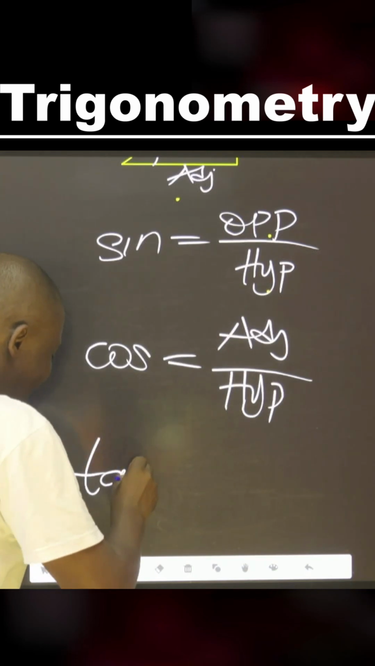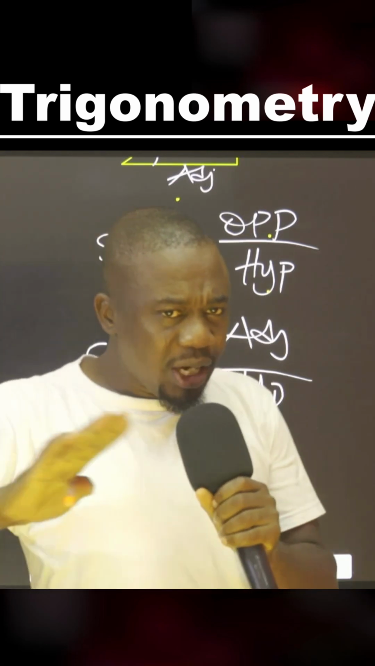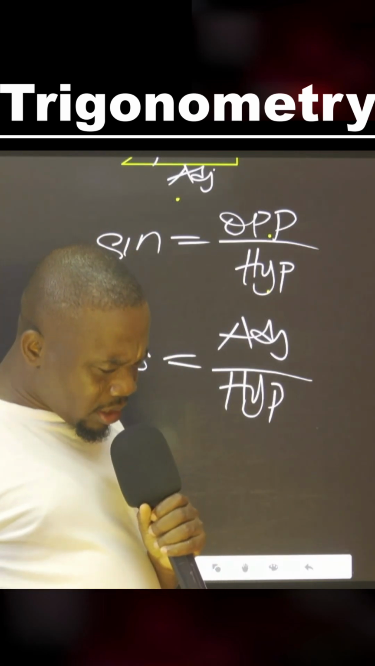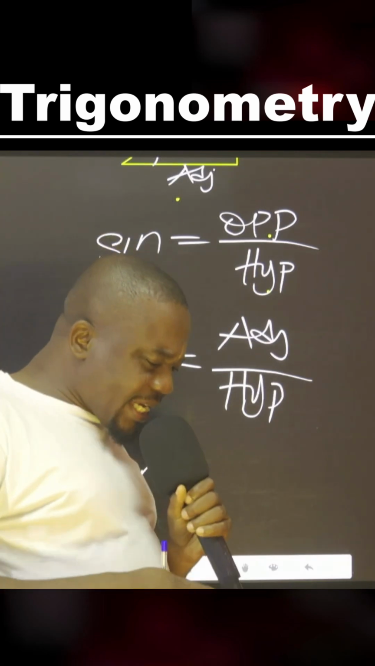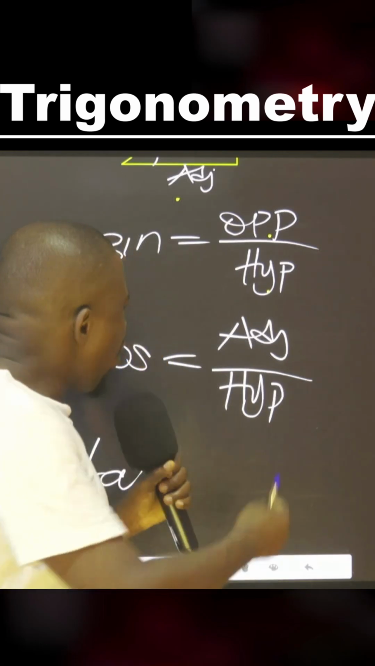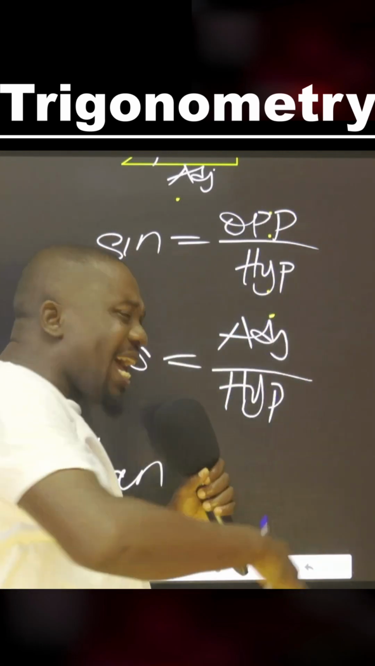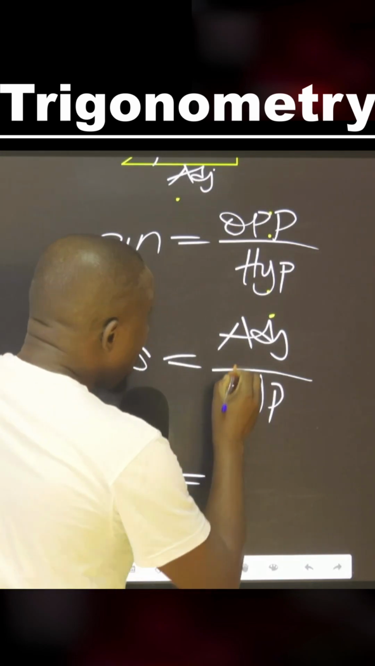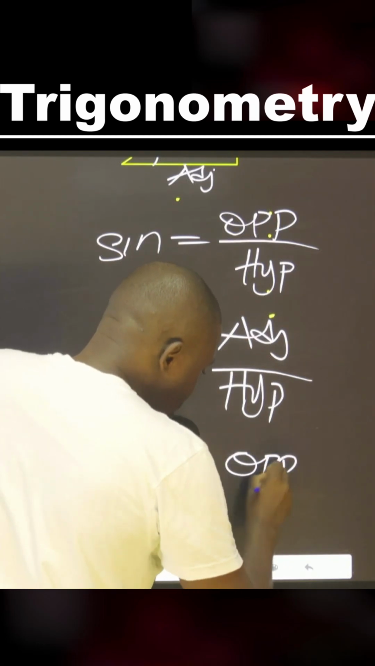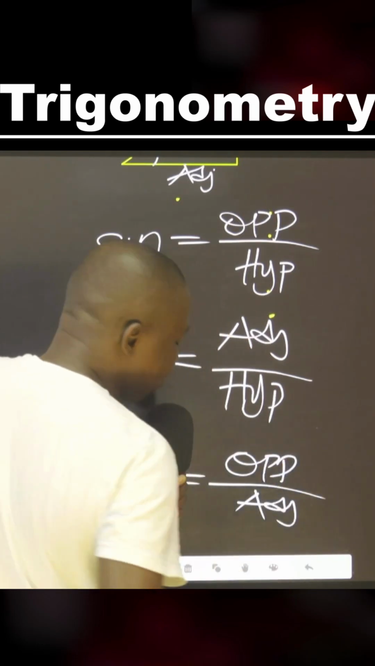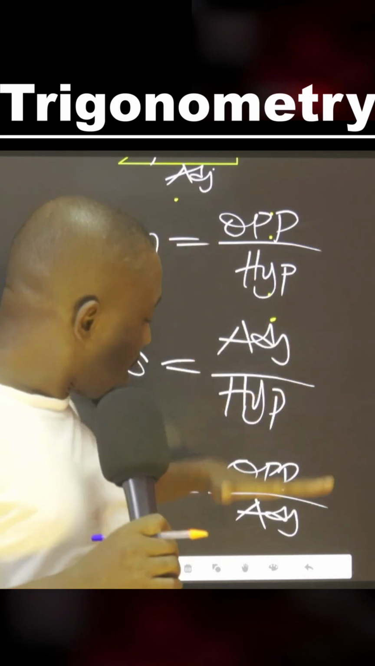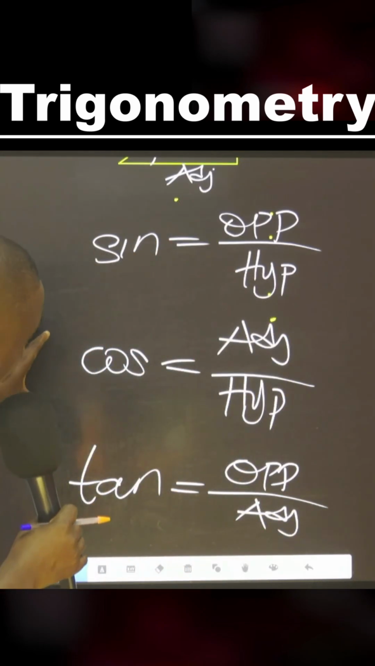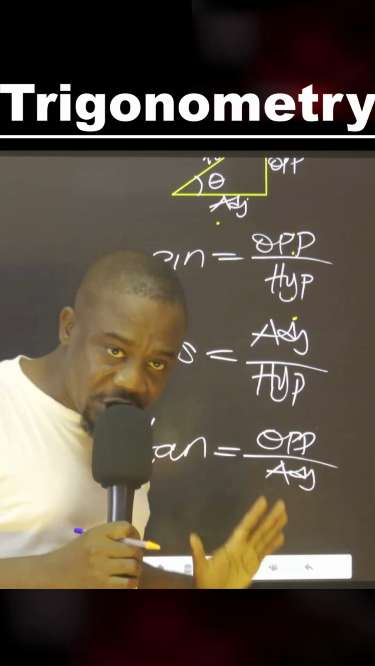Tan is saying, I want to settle one thing. I don't like the idea whereby opposite is befriending hypotenuse, adjacent is befriending hypotenuse. What about opposite and adjacent? They are not befriending themselves. I will make them befriend themselves. That is to say, opposite over adjacent. Opposite says, I will be at the top. Adjacent, you will be my boss. As far as tan is concerned. So these are called trigonometry ratios.